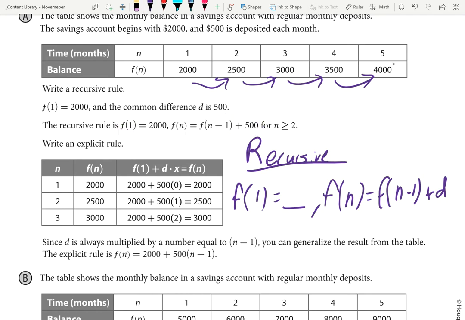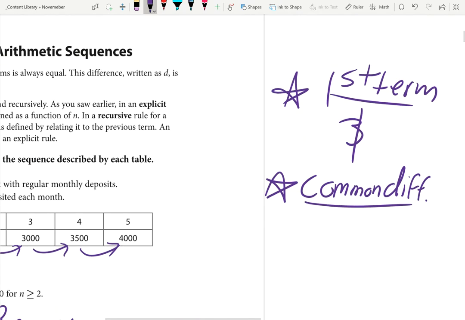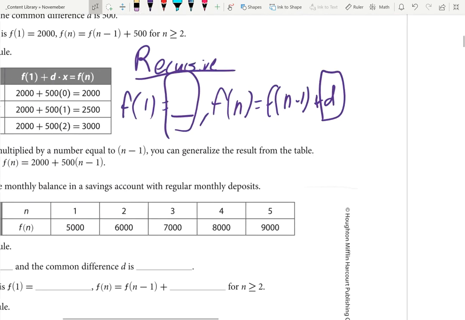And you leave the f of n and the f of n minus 1 there because it's part of the function. It's just saying the term in the sequence equals the previous term plus 500. So you have to leave that there. The only thing you're really filling in is the first term spot and the common difference spot. Like I said, those are the two things you need to know: the first term and common difference. Everything else is kind of already done for you.